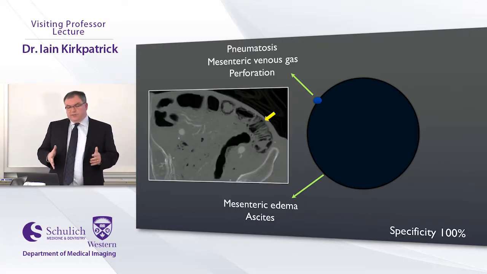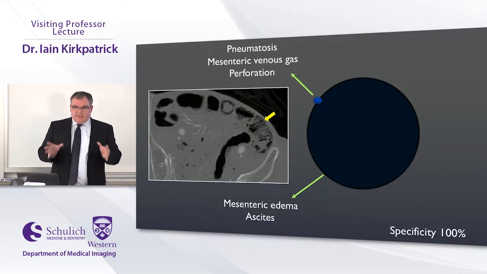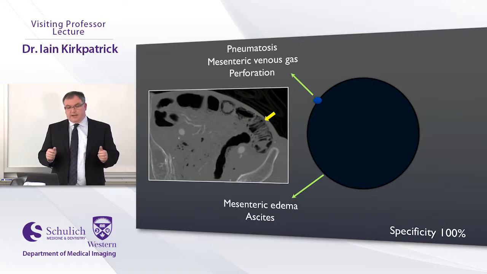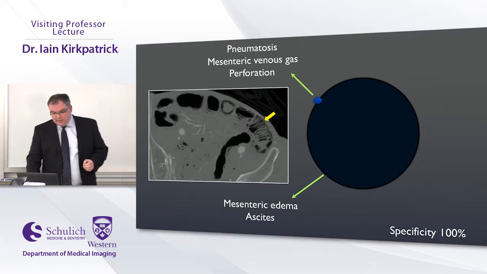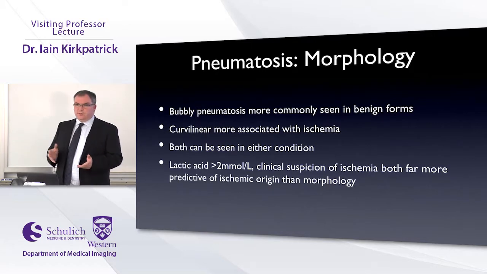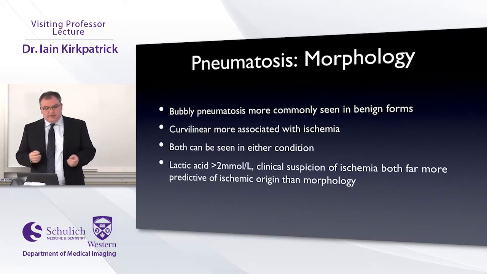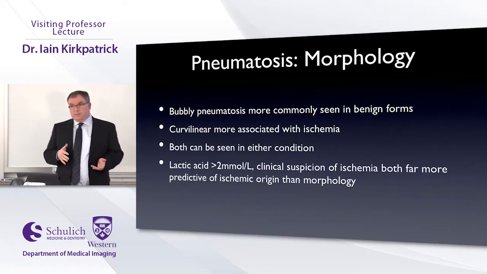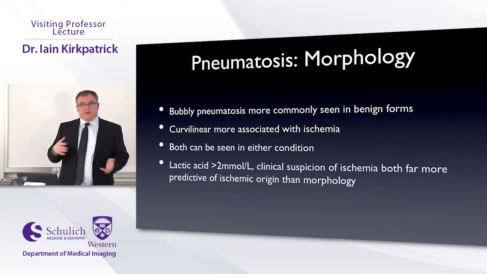And pneumatosis is a really specific finding. If you have a patient population that meets that criteria for clinical suspicion of acute mesenteric ischemia, in fact, if you do meet that criteria, a lot of papers will tell you it's practically diagnostic. And a lot's been written about pneumatosis morphology, and it's true that bubbly pneumatosis is usually a benign finding. Curvilinear is usually associated with ischemia, but you can actually get either in either condition. So it's not really something you want to hang your hat on.